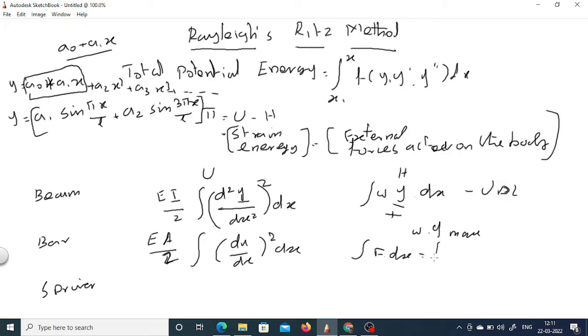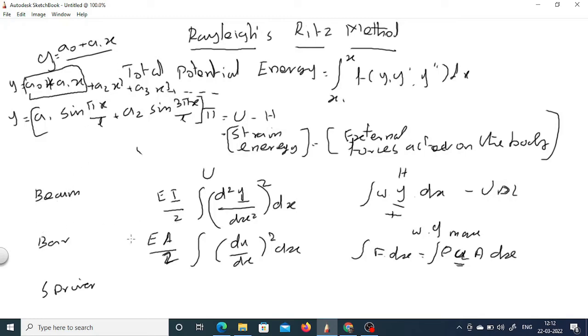Here, what is f? F can be written as rho u A into dx. In that, we may substitute u from the trial functions. We may pick the trial function, which is y equal to a naught plus a1 into x. From this we can solve the problem.